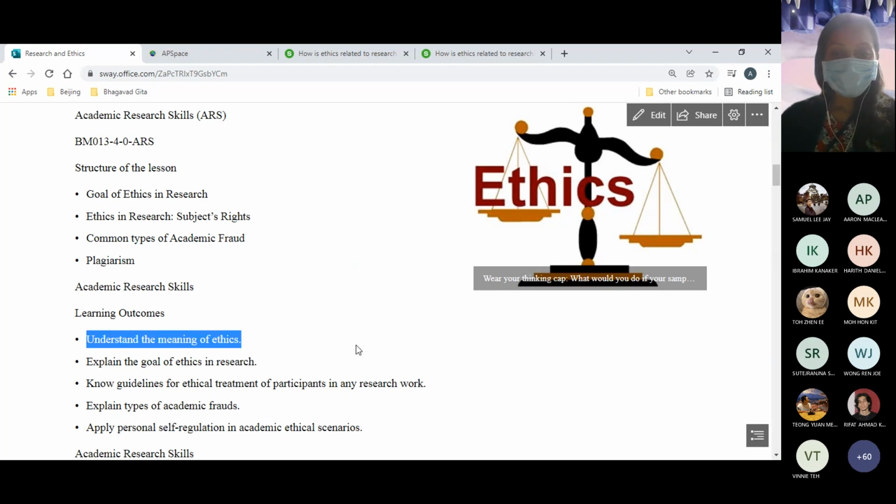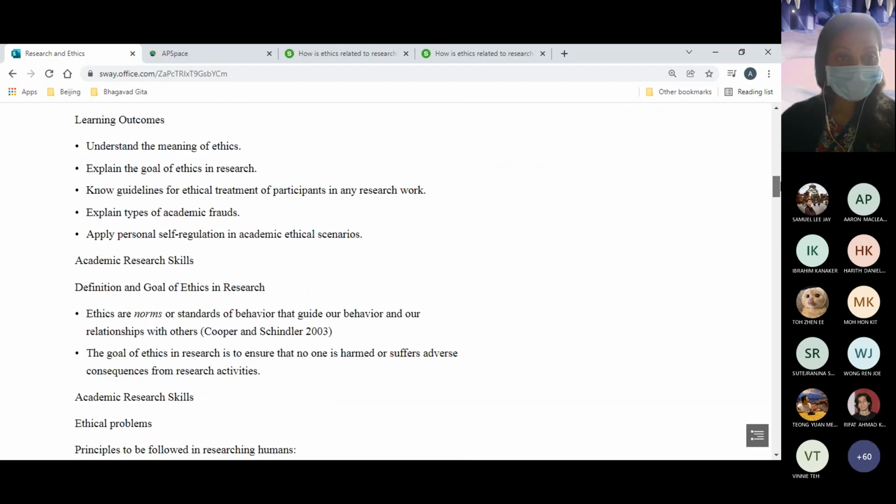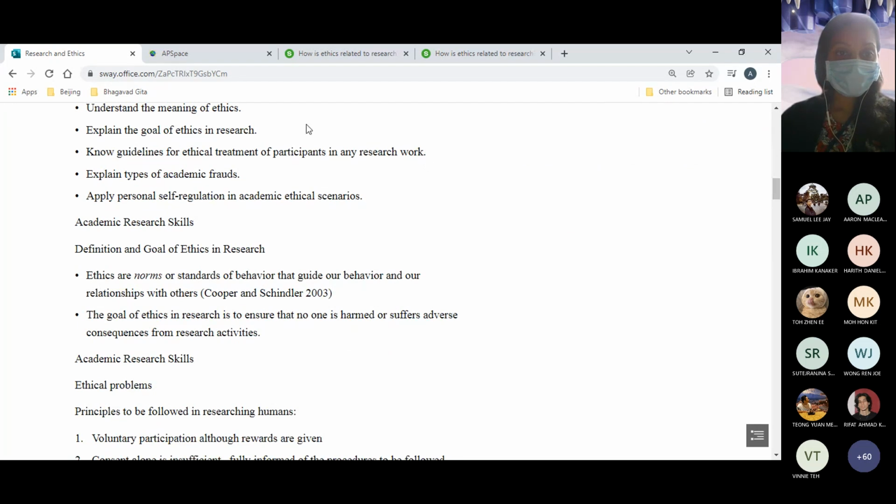Anyway, so today's learning outcome is, we have to understand after I conduct the lecture, you must know the meaning of ethics. You must know the purpose of being ethical. You must know what are the guidelines. We always say you have to be ethical, but how to be ethical? We're going to talk about that. This is very, very, very important. Types of academic frauds, very important. And then we will look at self-regulation in academic and ethical scenarios.